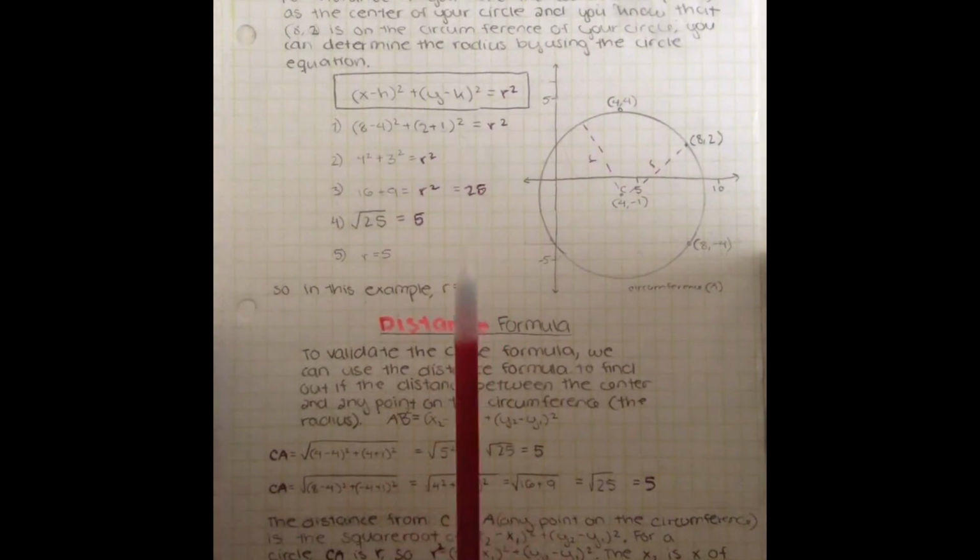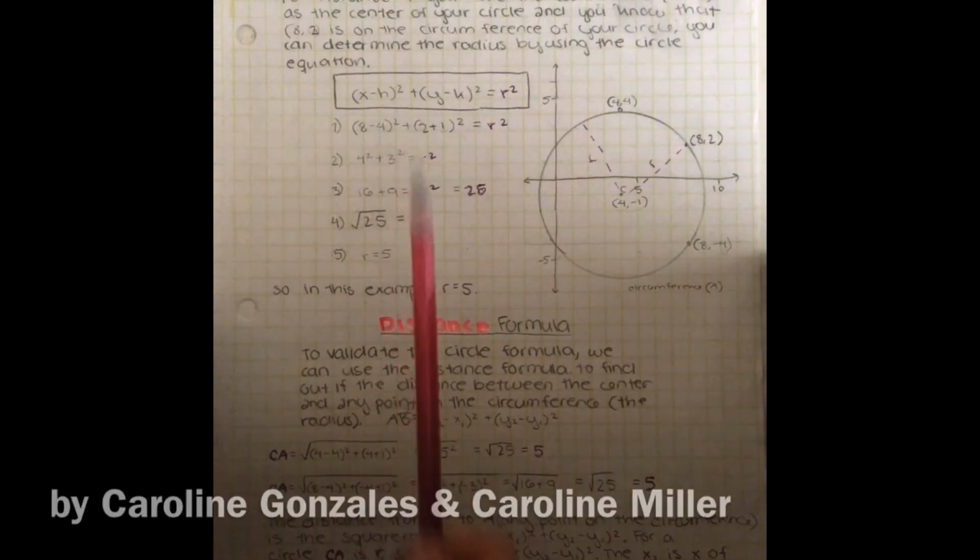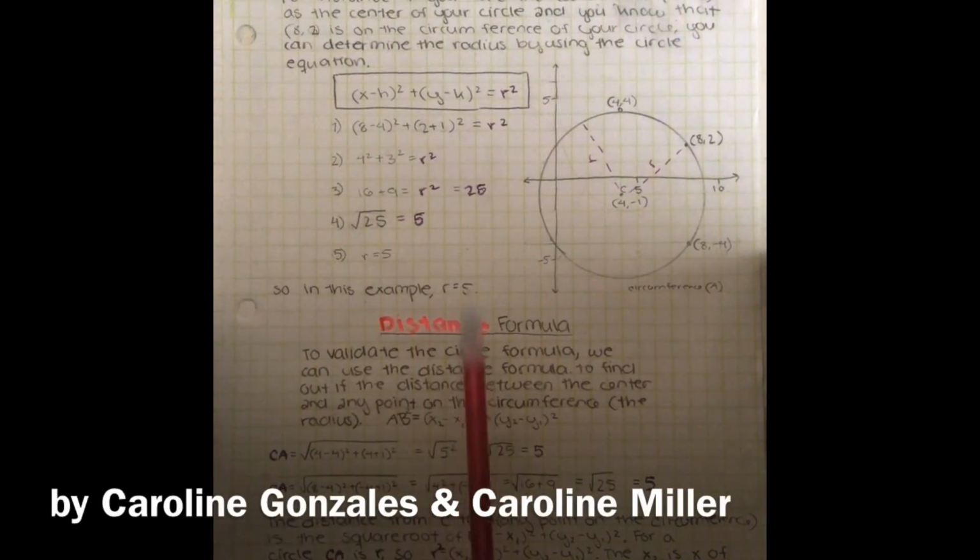The circle equation is really just the distance formula with different variables. R squared is the same as AB squared. X corresponds to x2, h corresponds to x1, y corresponds to y2, and k corresponds to y1.